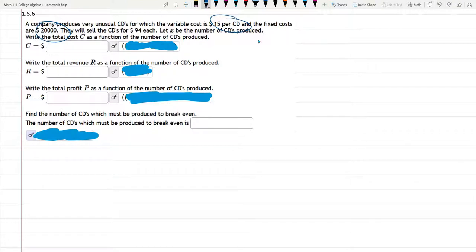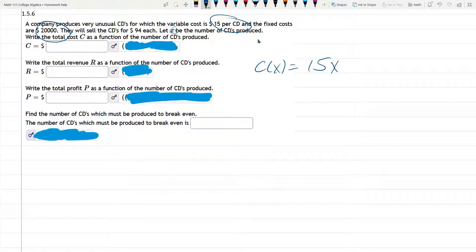So we have C. Now it's a function of x. Let's see, x is the number of CDs. So it's C of x equals... We have to pay $15 per CD. So it's 15 times x, because if you make one CD, you pay 15. If you make two CDs, you pay 2 times 15, which is 30. Three CDs, 45, etc. So that's the 15 times the number of CDs.